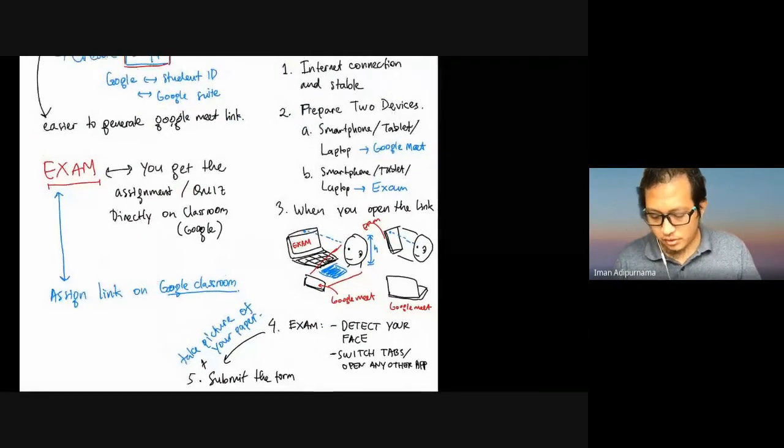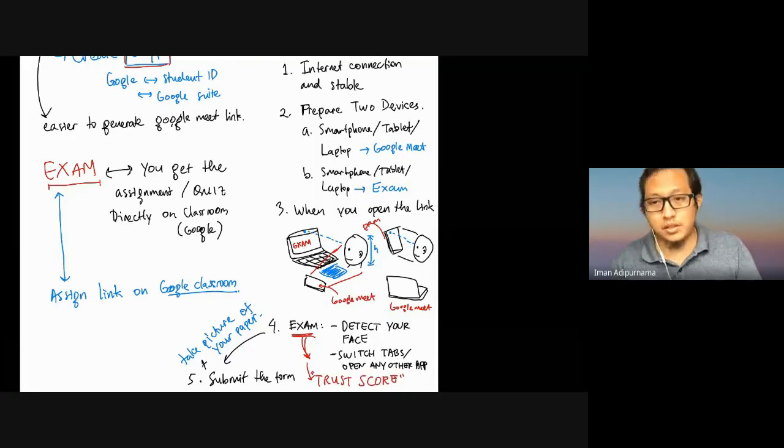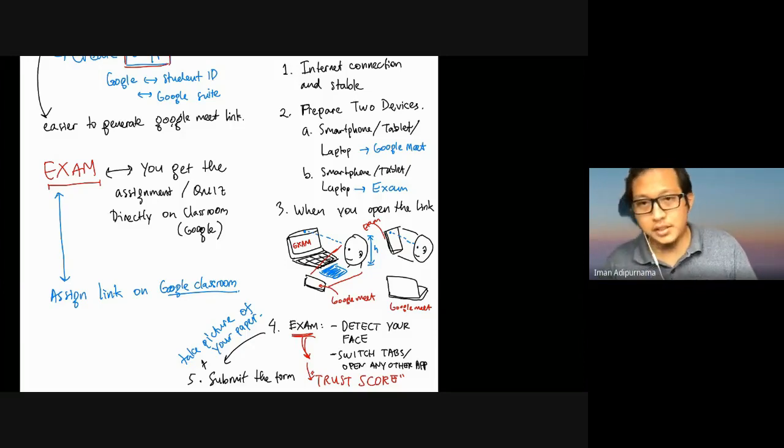Anyway, on the exam, they will conclude all this detection with the trust score. And I will let you know how much percentage we need. A trust score means the system will trust that you are being honest, okay? So it will detect how you are conducting the test. But I hope you are not cheating.